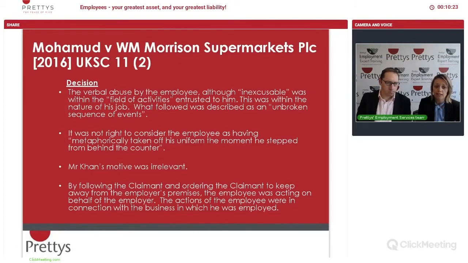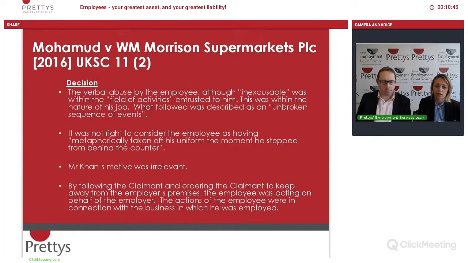They found that it was a continuous series of events. And they also considered Mr. Khan's motive. His motive was racist, but again, they considered that was irrelevant when looking at whether the test of vicarious liability had been met. And as I said, the Supreme Court did note that the close connection test had been repeatedly applied over the previous 13 years, and it didn't need refining.